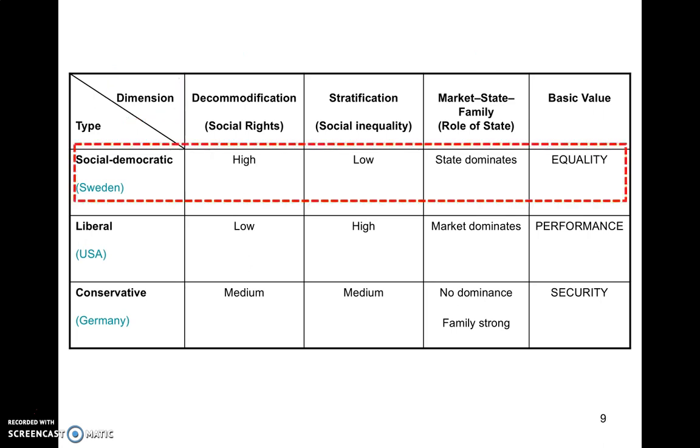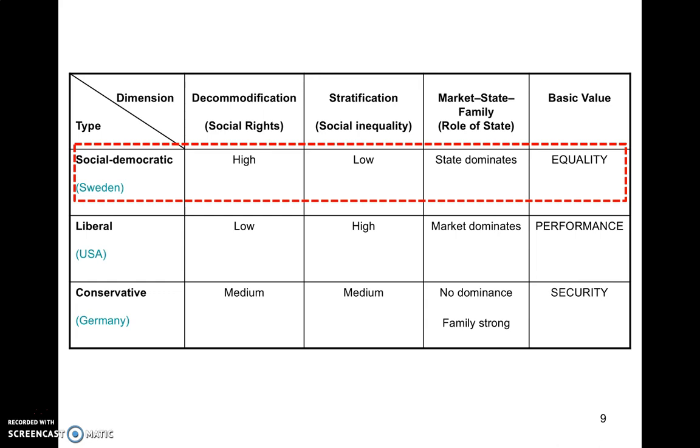The social democratic type is characterized by high decommodification, which means that social rights guarantee welfare independent from the market position. Low stratification, which means that social rights are guaranteed on a universal equal basis to all members of society, and by a major role of the state.